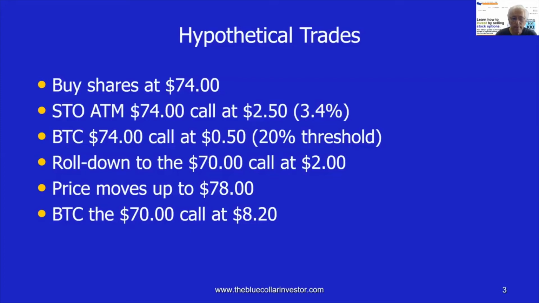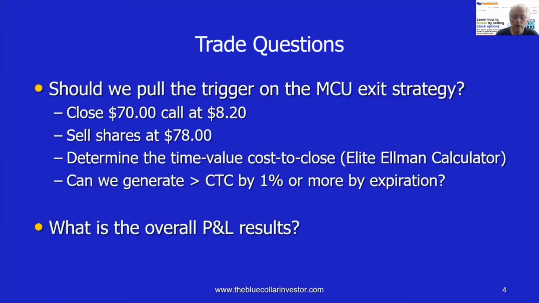Now, what happens if the price of the stock accelerates significantly? What if it moves up to 78? Well, we're required to sell at 70, the roll down strike price. So what would it cost us to close that 78 strike? Well, in this hypothetical, it's going to cost us $8.20. $8 is intrinsic value, the amount that the 70 strike is lower than the current market value of 78. And 20 cents would represent time value. Now, whether or not it pays to execute this mid-contract unwind exit strategy, well, it depends.